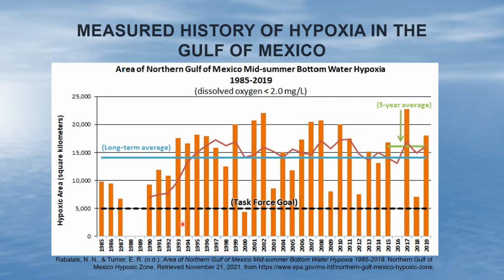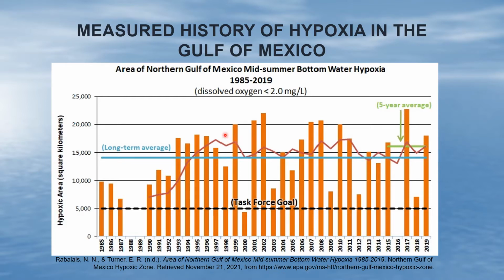Here we have a graph created by Nancy Rabalais, Eugene Turner, the Louisiana Universities Marine Consortium, and Louisiana State University that displays the varying sizes of the hypoxic area in the Gulf of Mexico from 1985 until 2019. As you can see, there is a pretty clear increase in the mid-1980s up until the late 1990s and early 2000s. However, after that, there is a fairly stabilized level between the early 2000s and up until the last 5-year period where we again see a slight increase happening.